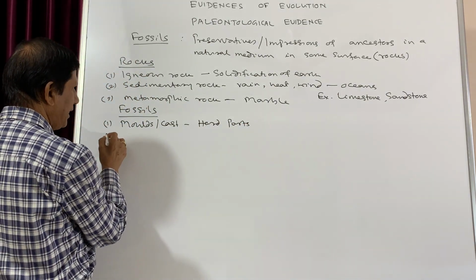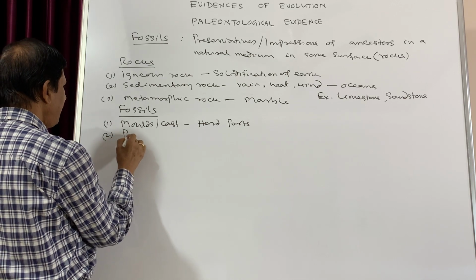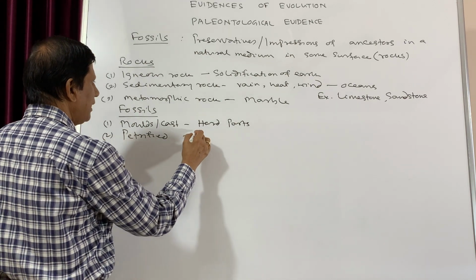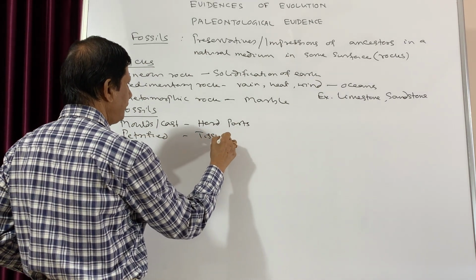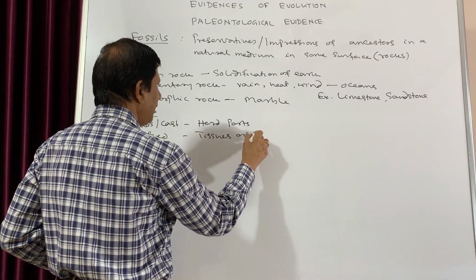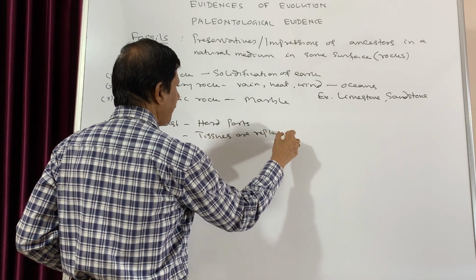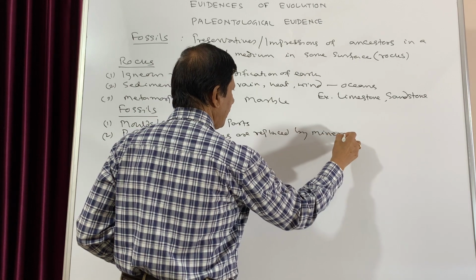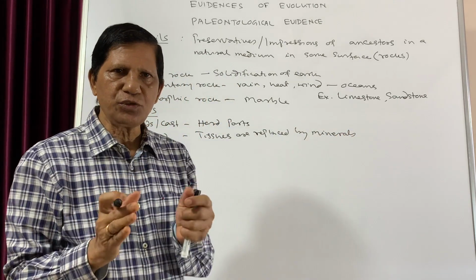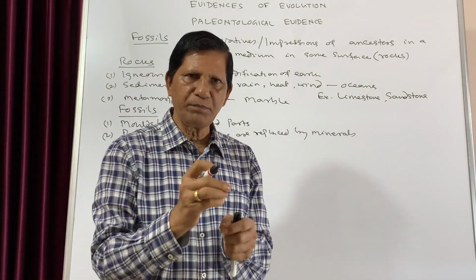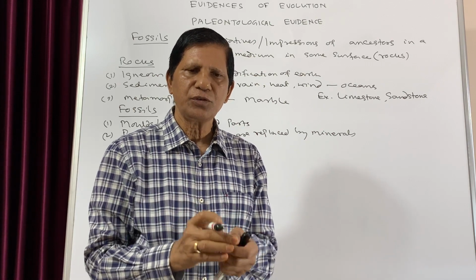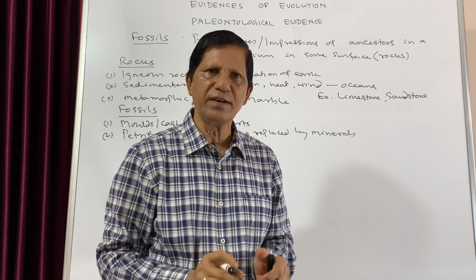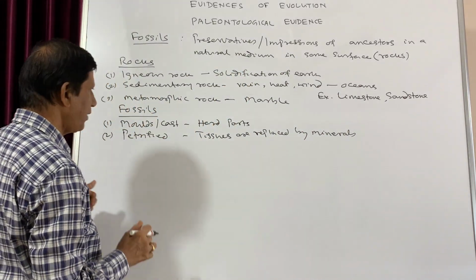Then the second type is petrified. Here the tissues are replaced by minerals. That means the soft tissues are decayed and they are filled by the minerals. So depending upon where the tissues are present, the minerals are settled there. So that is known as the petrified.